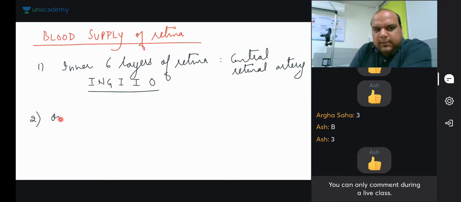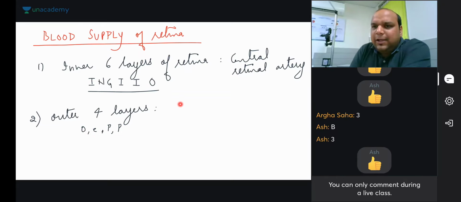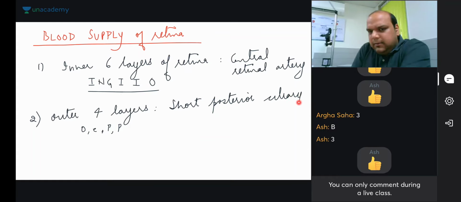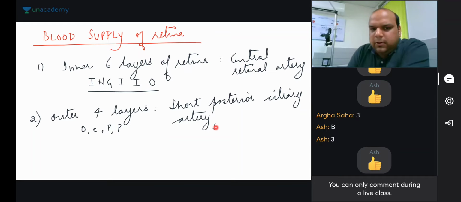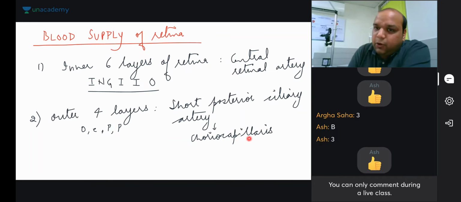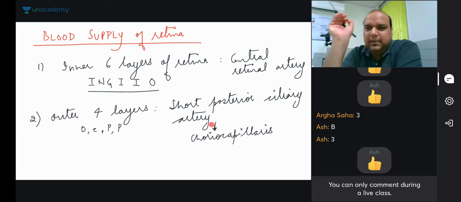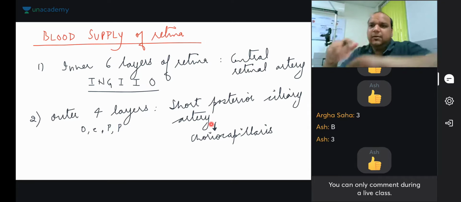But the outer 4 layers become outer nuclear layer, external limiting membrane, photoreceptors, and pigment epithelium. The outer 4 layers are supplied by short posterior ciliary artery. Okay. Short posterior ciliary artery is a branch of choriocapillaris. Choriocapillaris, meaning the capillary network of choroid.